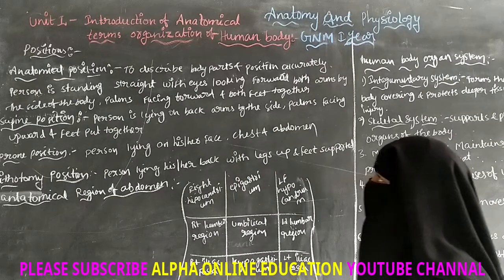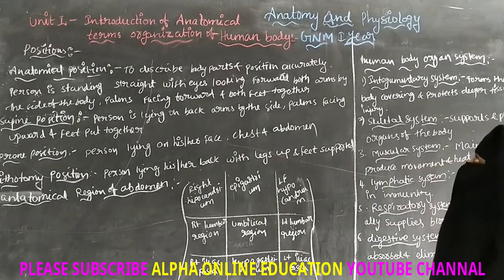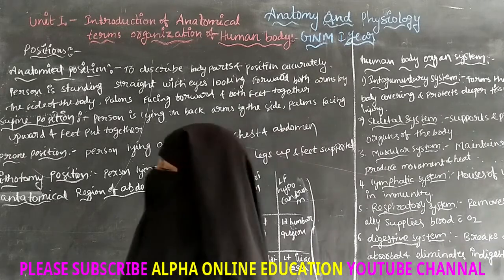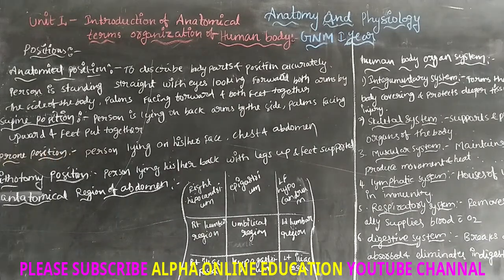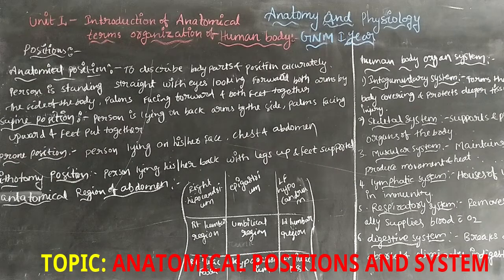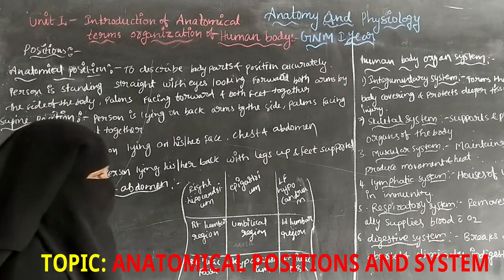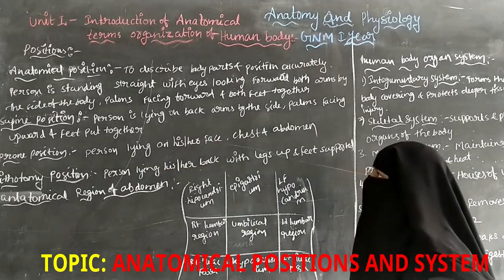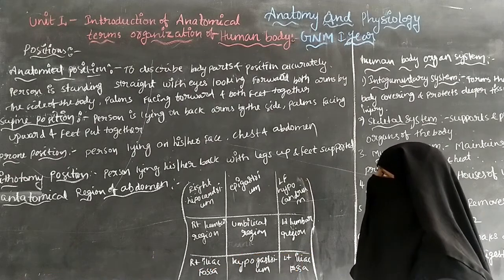Hi everyone. Today I am going to discuss the anatomy and physiology for the GNM first years. In this we are going to discuss Chapter 1, that is Unit 1, introduction of anatomical terms and organization of the human body. So in this we are going to discuss the positions.